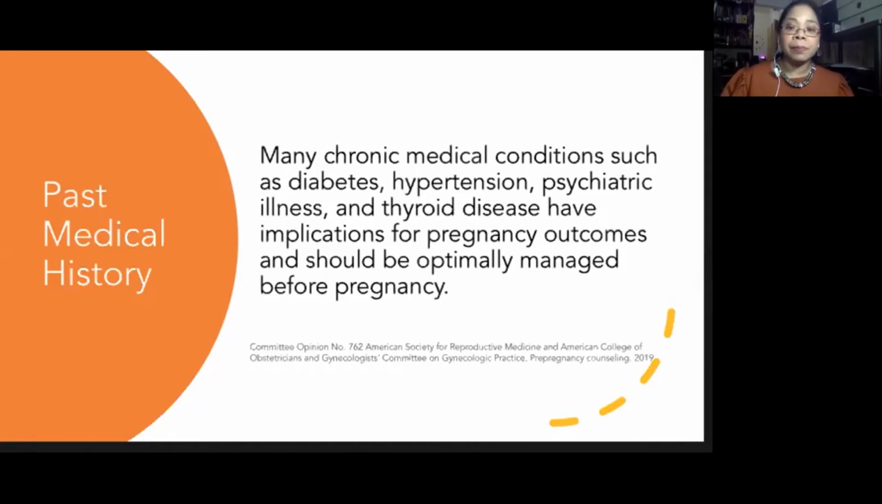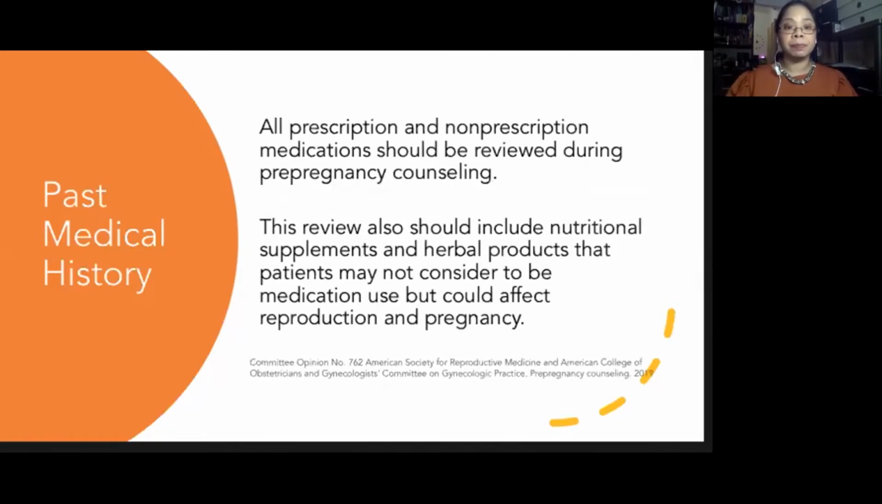Now, in particular, valproate should be discontinued if seizures can be adequately controlled with an alternative drug, since valproate appears to be a more potent teratogen than other anti-seizure drugs. All prescription and non-prescription medications should be reviewed during pre-pregnancy counseling, and this review should also include nutritional supplements and herbal products that patients may not consider to be medication use, but could affect reproduction and pregnancy.